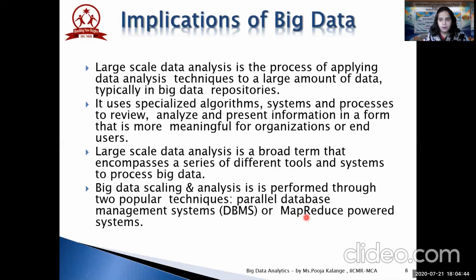So I hope you are clear with what a database workload is, what the types of workload are, and how workload plays a greater role in the implications of big data. I hope you are clear with this concept.